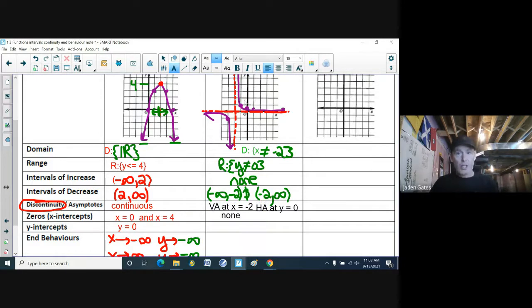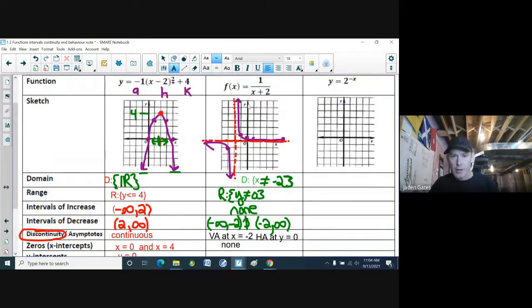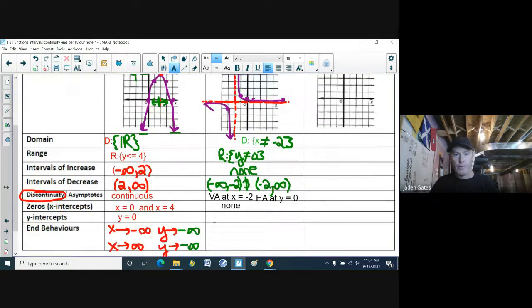But it does touch the y-axis right up here where you see my little arrow. I believe that number was a half. Or you can just sub in x equals 0. And yes, I do get a half. So we have y equals 1/2. All right, again, if you have any questions, feel free. Now, end behaviors.